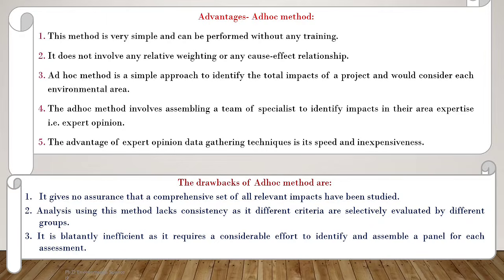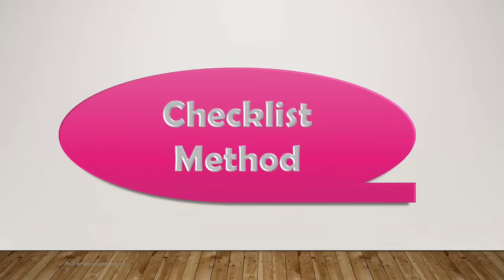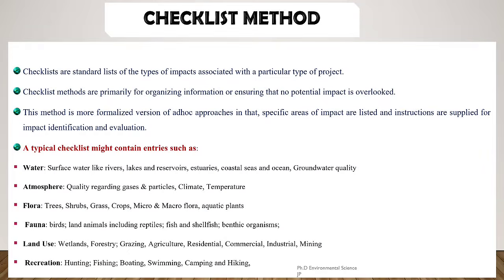Next is checklist method of EIA. Now this method consists of standard lists that enumerate the types of impacts typically associated with a particular type of project. They provide a structured way to identify and evaluate potential environmental impacts. It is primarily used to organize the information systematically, and it also ensures comprehensive coverage by listing all the potential impacts, thus preventing any significant aspect from being missed.